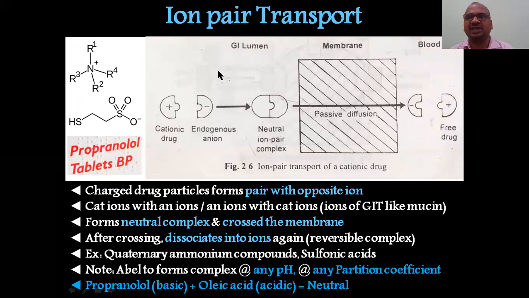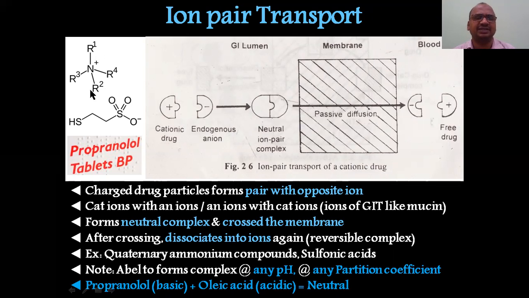Ion pair transport: the name itself indicates ion formation. See, a cation forms a complex with an anion, and an anion forms a complex with a cation. It forms a neutral complex. A neutral complex will go fast compared to ions. Okay, it is passive diffusion. Here it will break down.